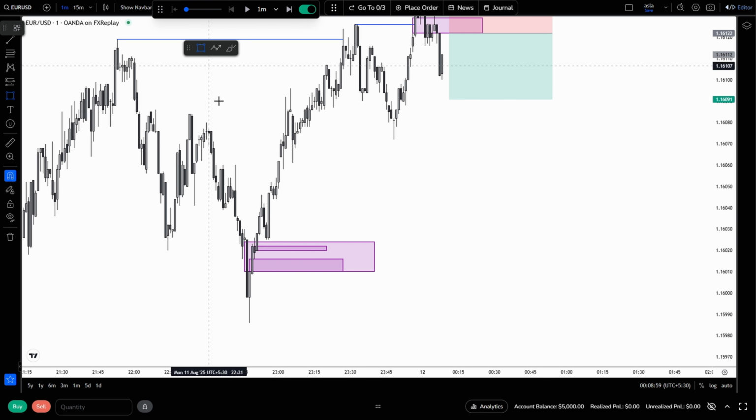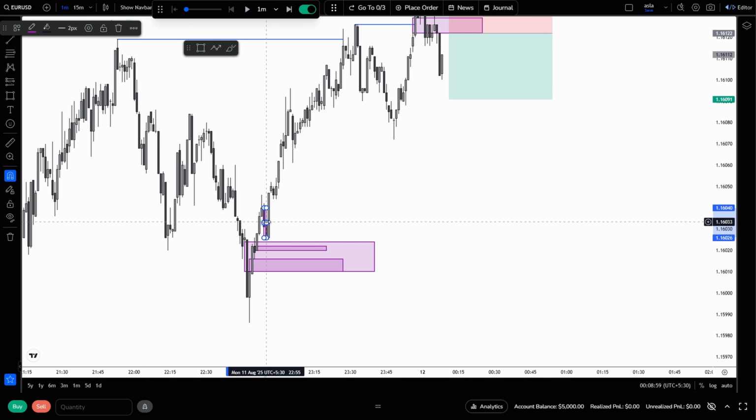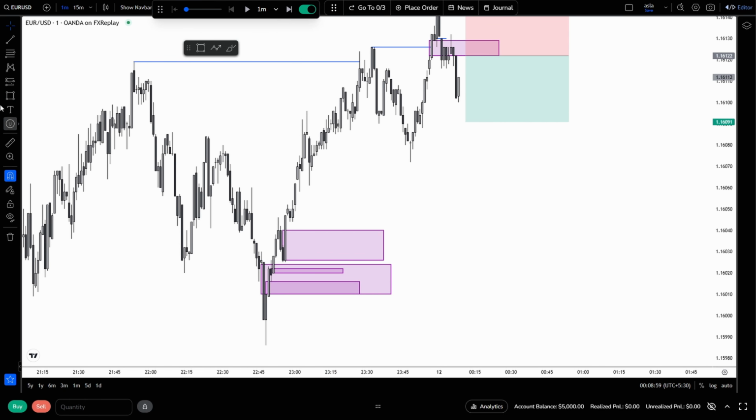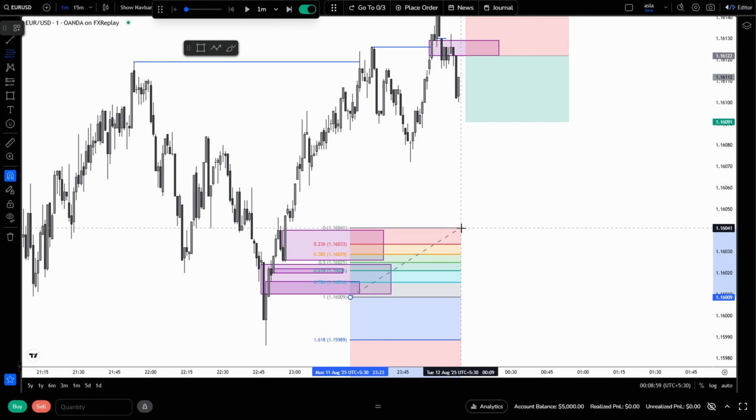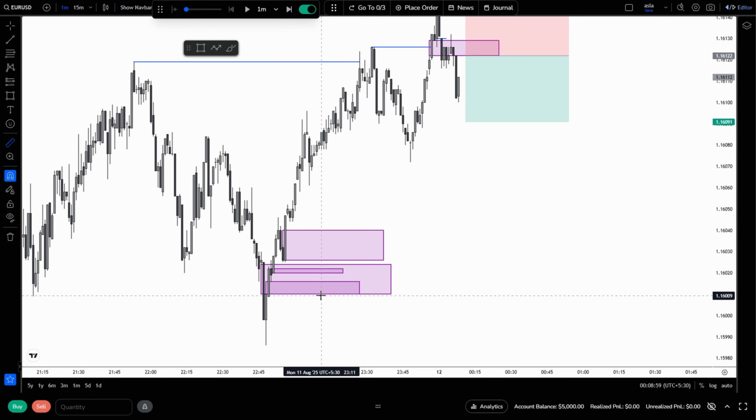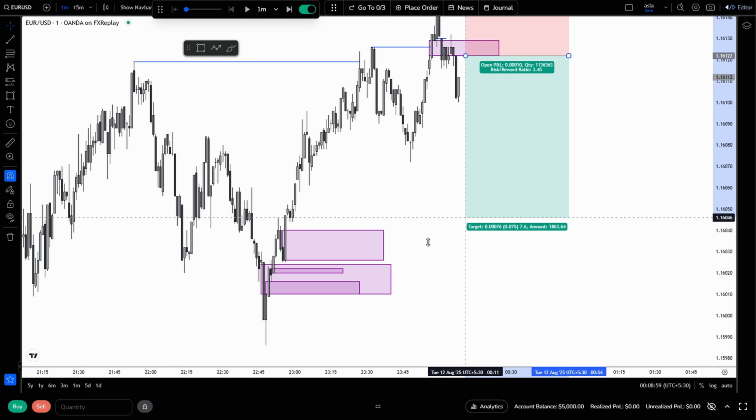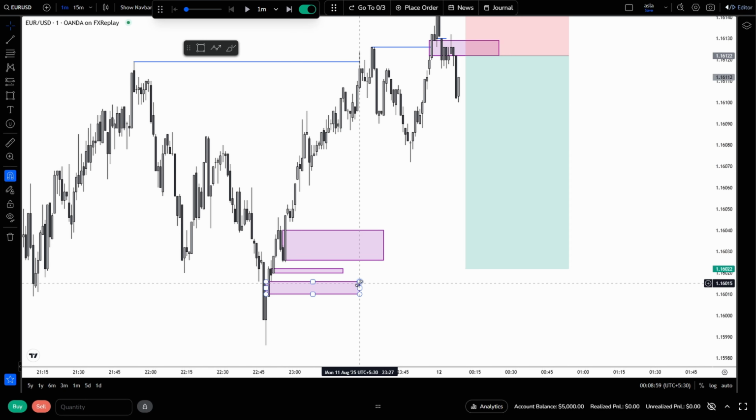When you have multiple unfilled PD arrays stacked together, the easiest and safest approach is to target the one that sits somewhere in the middle. In this example, we have an order block sitting in the middle of these PD arrays, so that becomes a very comfortable and logical target.